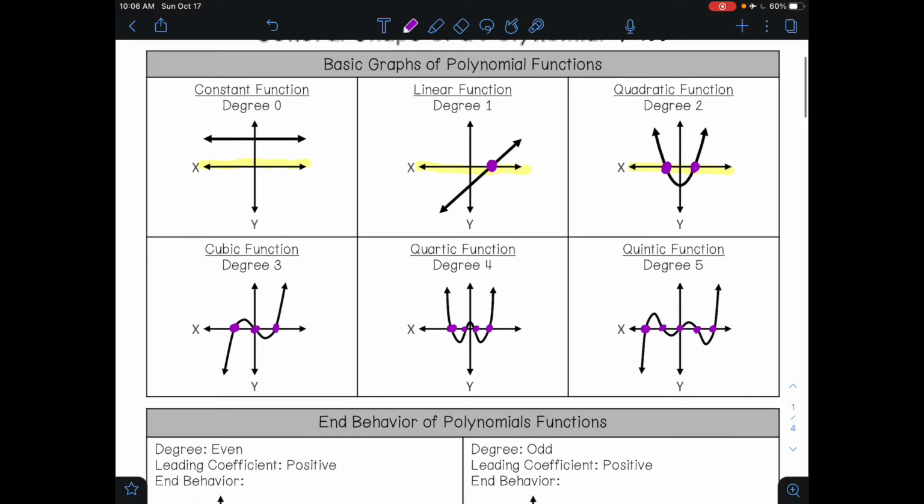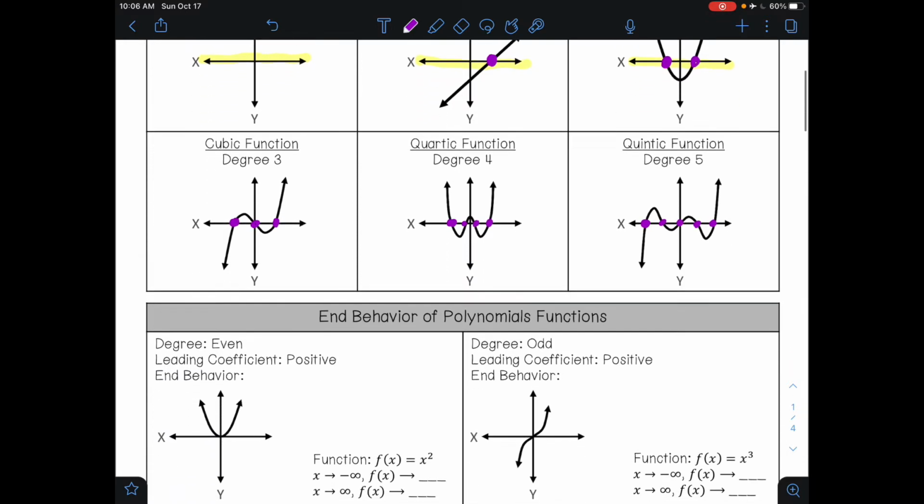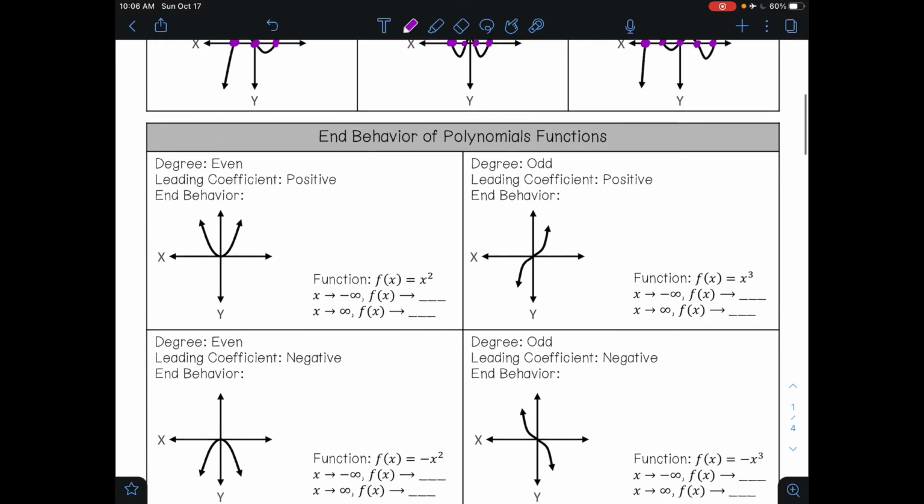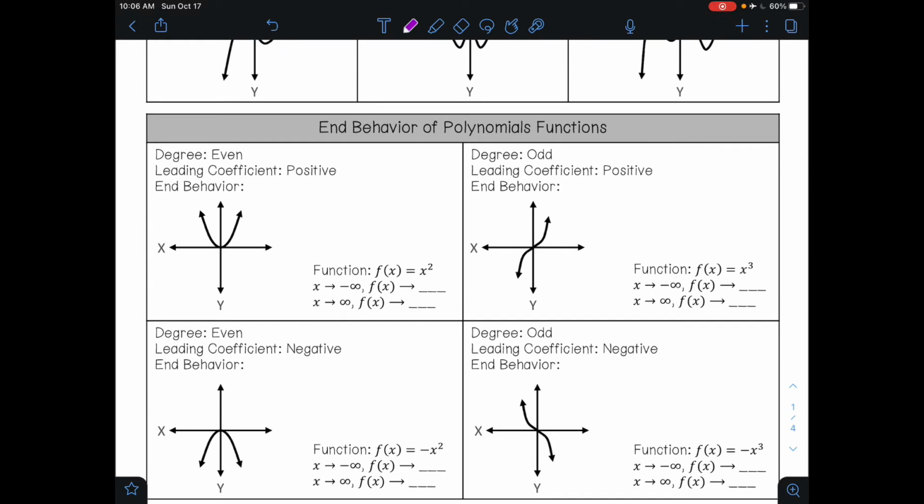So now let's look at end behavior. And remember, you learned about end behavior in Algebra 1. And we're just going to refresh your memory here for a minute. For this first example right here, we have y equals, or f of x equals x squared. So this is a quadratic function. And here it's saying the degree is even, and that's because the highest degree that we have is 2. 2 is an even number.